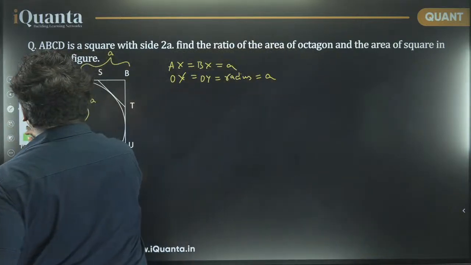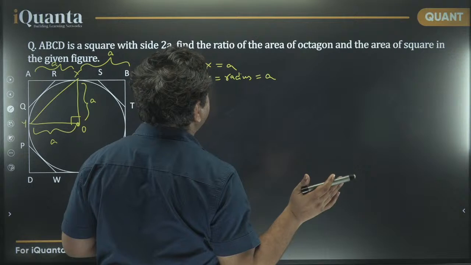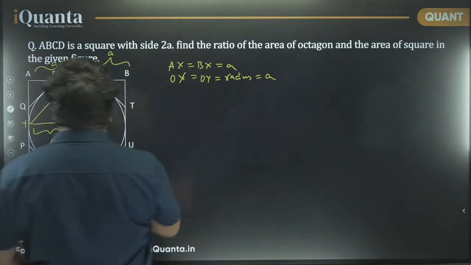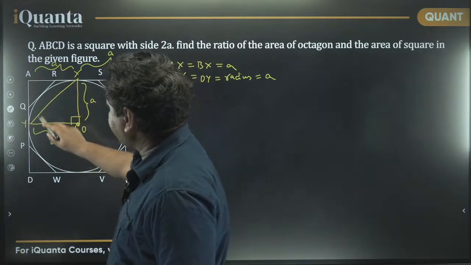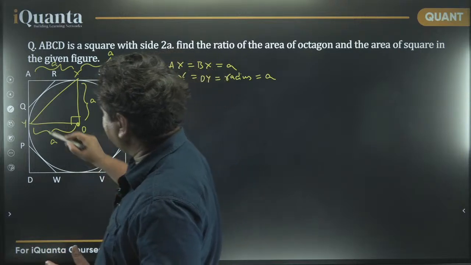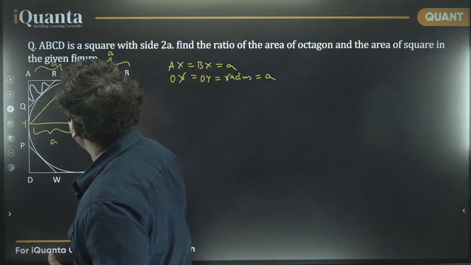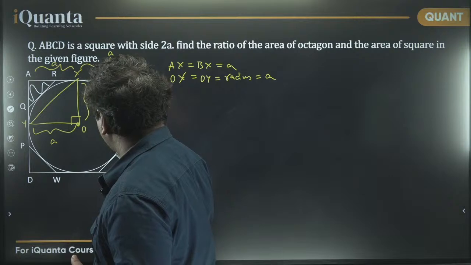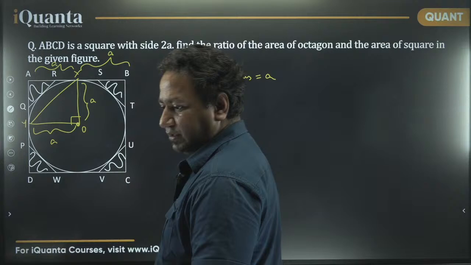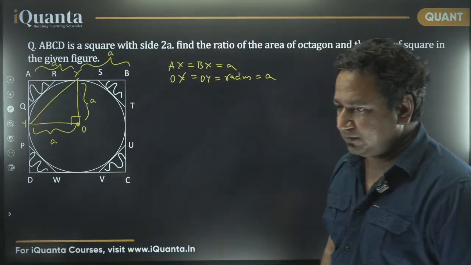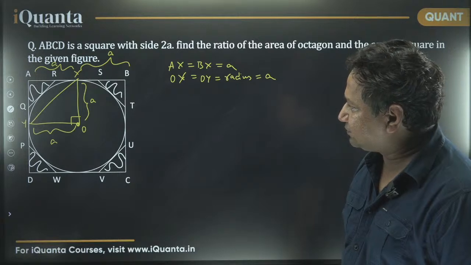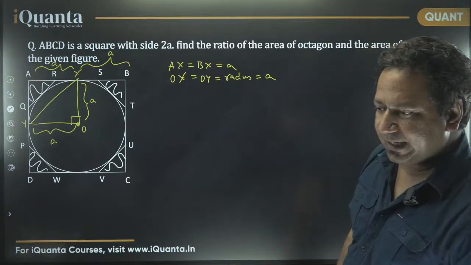Now, what we needed to find out? We need to find out the ratio of area of octagon to that of square. So this octagon, if you can see, is nothing but the area of square minus the area of these triangles. Yes or no? The moment you identify it, your life will be sorted. Is that right? That is right, isn't it?